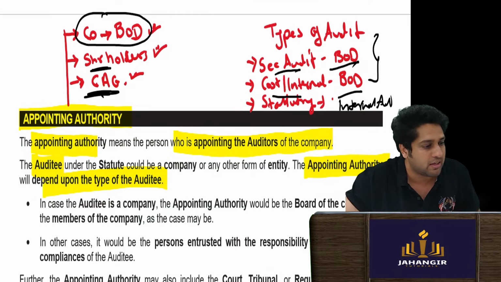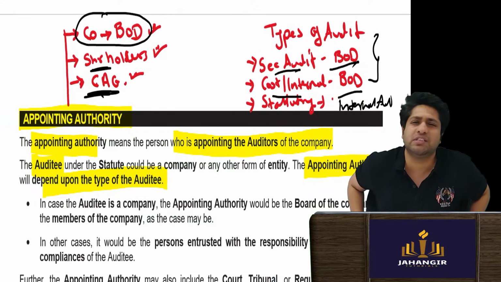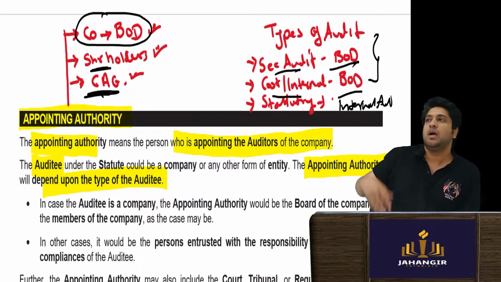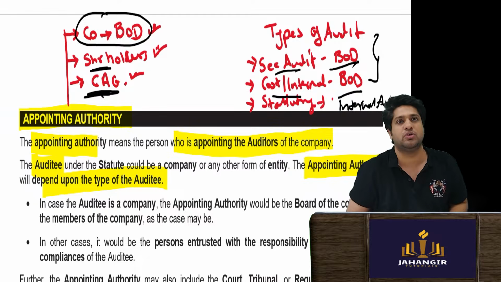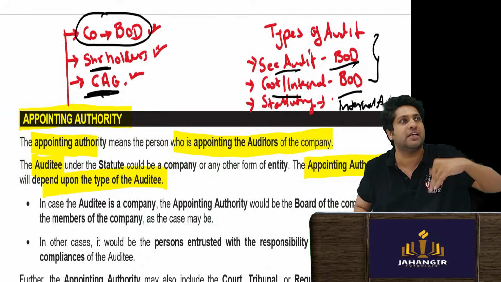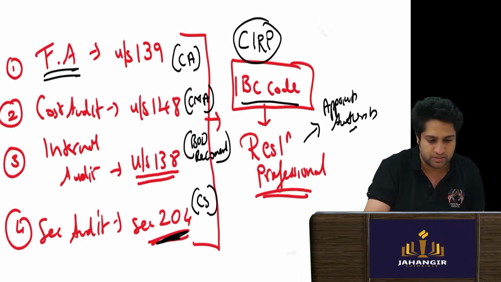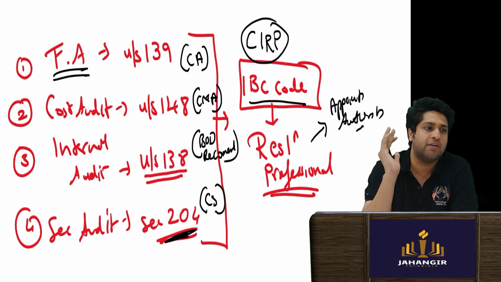Now coming to the next point, the appointing authority. Who is the appointing authority? Very simple. You have to know the types of audit that are there, and the section under which each audit can be done. We are talking of financial audit. All this you can take a screenshot of directly. I have given it to you.